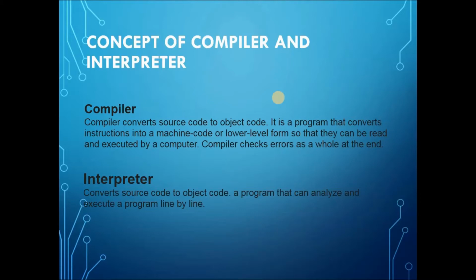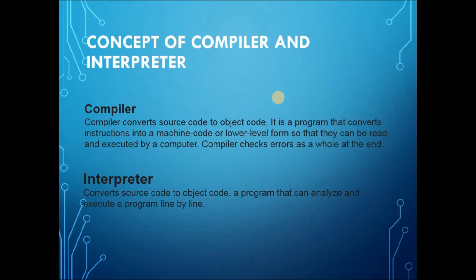Compiler and interpreter both convert source code to object code, that means high level language to machine understandable language, but in different ways. A compiler is a program that converts instructions into machine code, or a lower level form, so that they can be read and executed by a computer. The compiler takes errors as a whole at the end. That means you can type the complete program, and it will check all the errors at the end of the program.